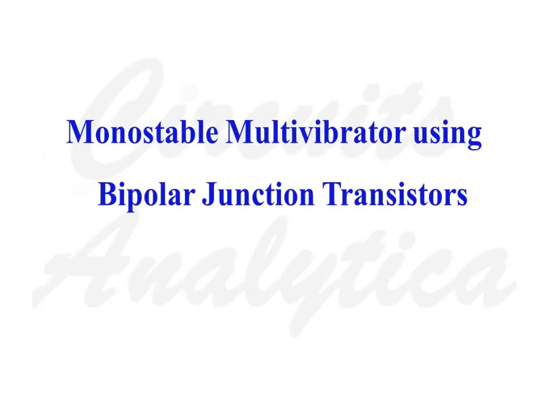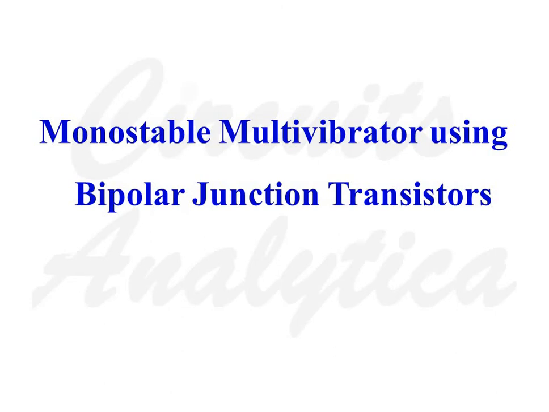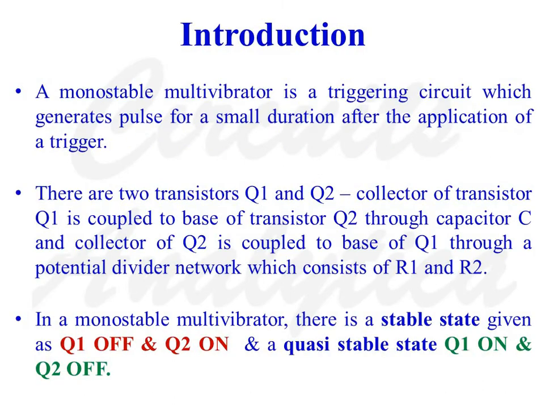In this video, we will discuss the operation of a monostable multivibrator using bipolar junction transistors. A monostable multivibrator is a circuit which generates a pulse for a small duration after the application of a trigger signal.